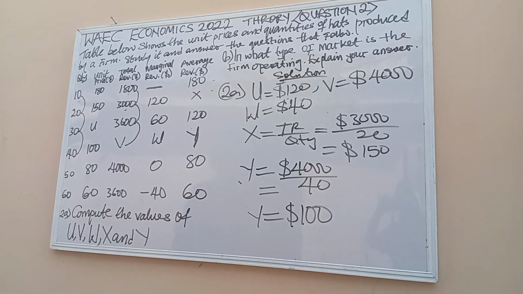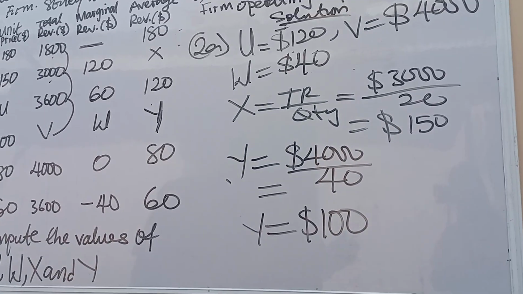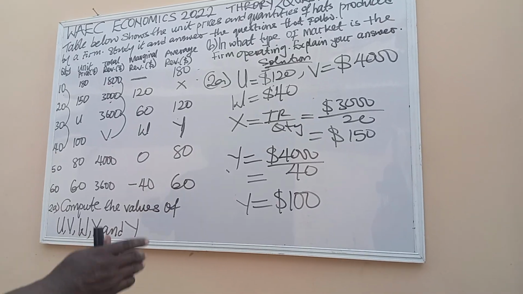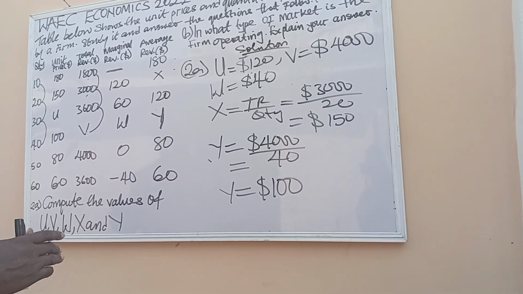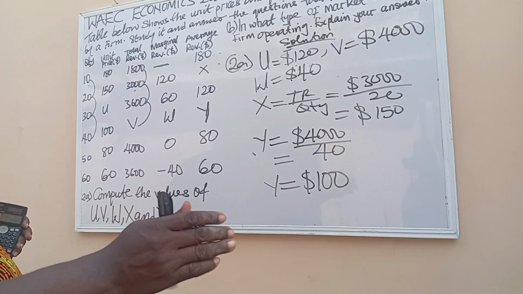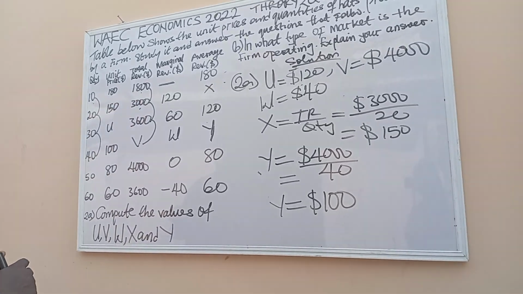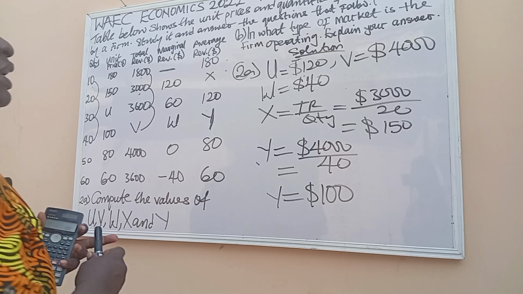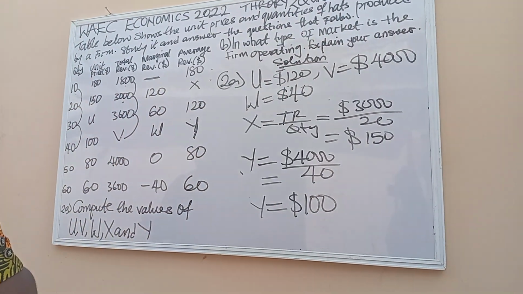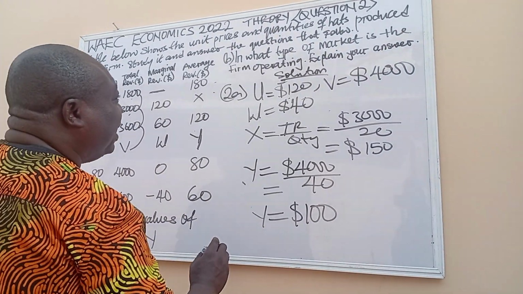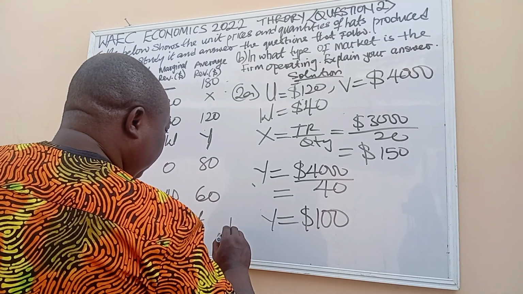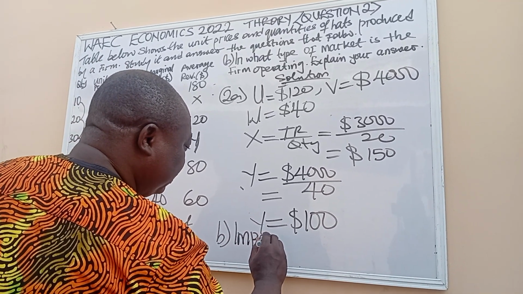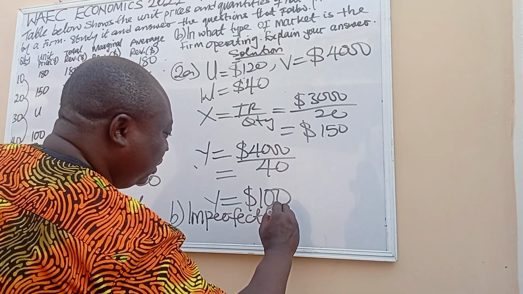Some individuals can say it is a monopoly market or oligopoly market. But to be on the safer side, they are all examples of an imperfect market. So the answer there is that the type of market we are facing here is an imperfect market. The reason is because the average revenue, so B, the answer is imperfect market.